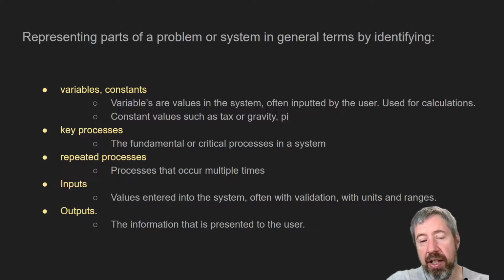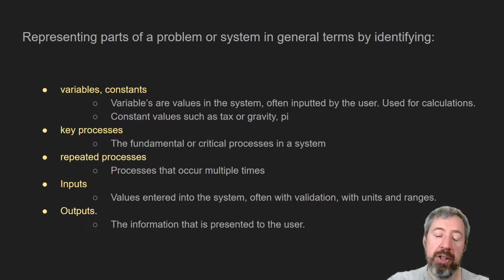Repeated processes occur multiple times. Like I've just mentioned, every frame of the game would need to be redrawn. So that's a process that occurs multiple times, and the physics calculations will need to be recalculated. Inputs, so that's the values you're entering into the system. That could be a joypad controlling the car, or it could equally be an online form or an application. Might be an application to calculate one value and turn it into another value, say kilometers to miles.